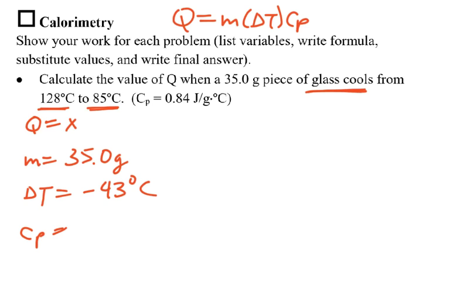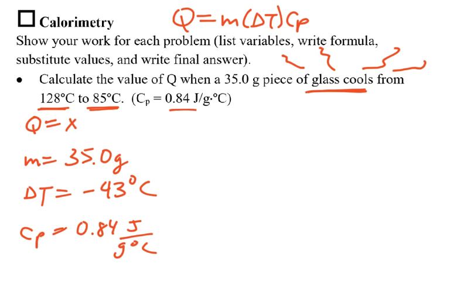Okay, so that means when I'm done, I'm going to end up with a negative Q. So the signs on delta T and Q come out the same. And it makes sense that if Q is negative, like we were talking about before, that means it's exothermic. And if the glass is cooling off, then it must be releasing energy in order for it to cool down. And the Cp that's given to us is 0.84 joules per gram degree Celsius.